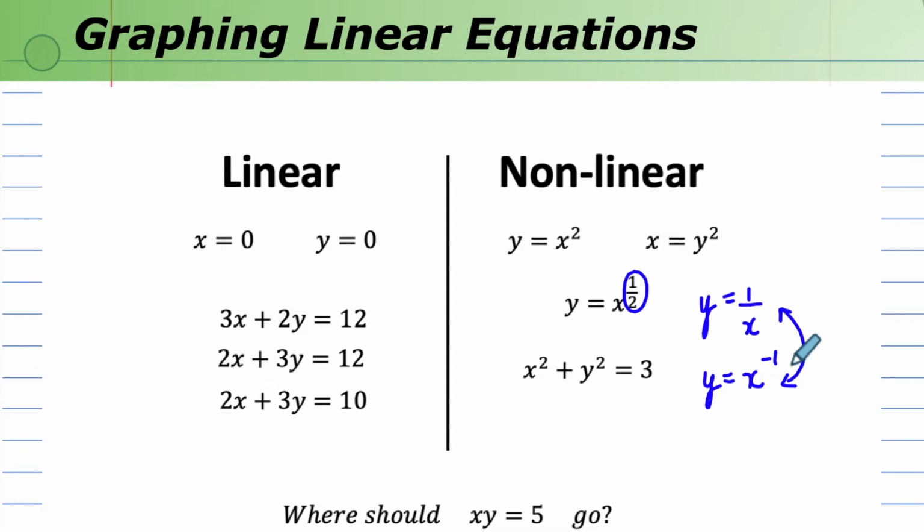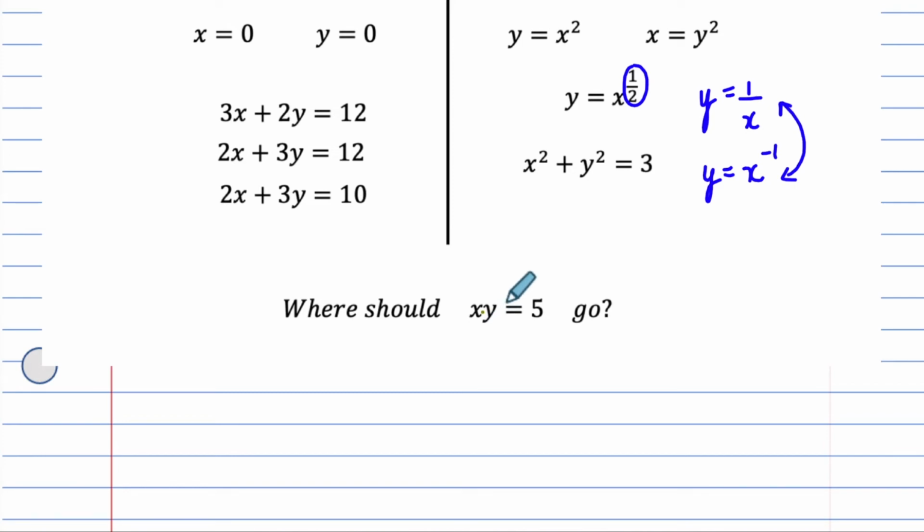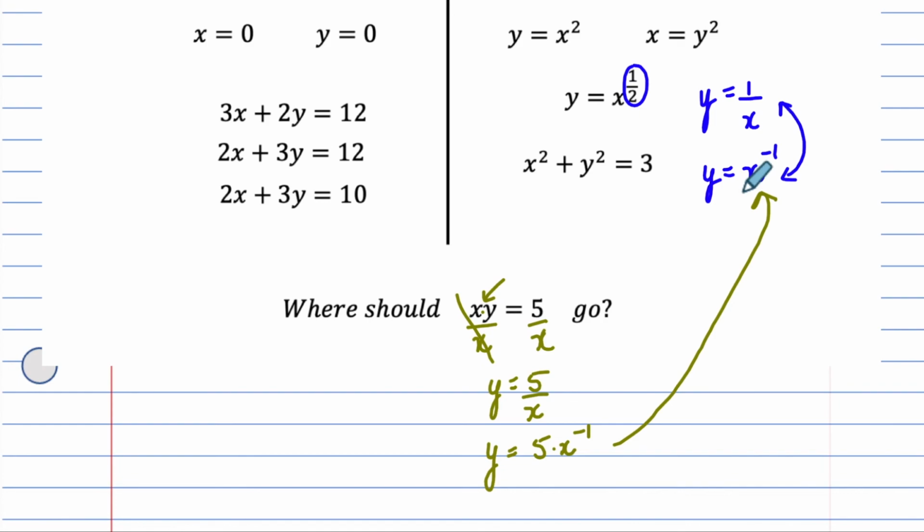with the -1 exponent. I have one last question to ask, and that is, where should x times y equals 5 go? To solve for y here, we need to realize that x is being multiplied by y on the left side. The opposite of multiply is divide. We have y is equal to 5 over x, or y is equal to 5 times x to the -1, which is very similar to this equation. Therefore, x times y equals 5 is nonlinear.